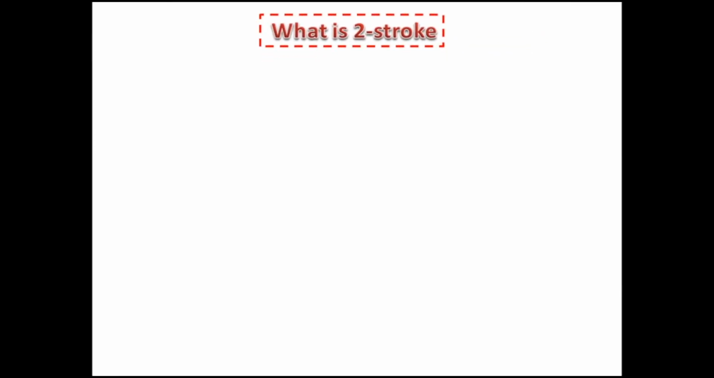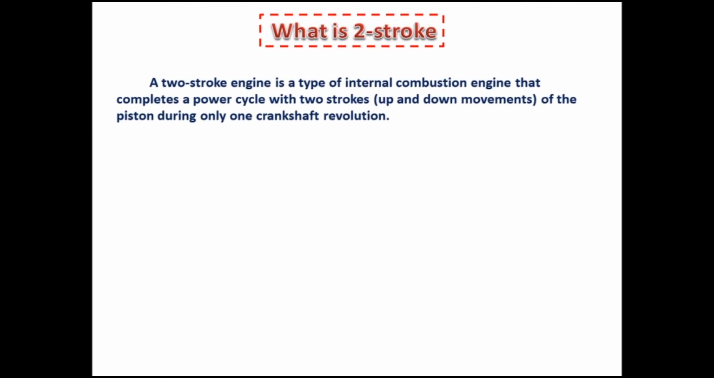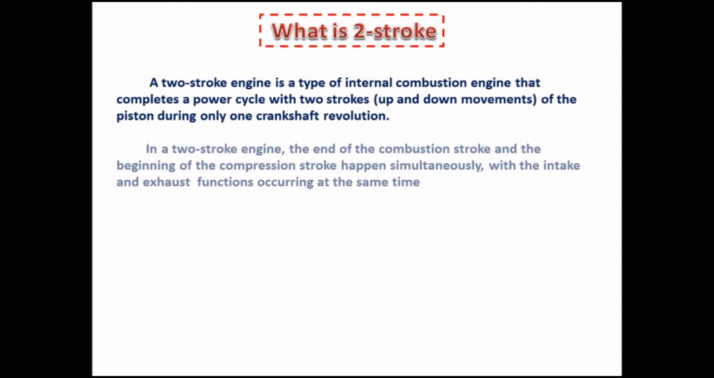What is a 2-stroke? A 2-stroke engine is a type of internal combustion engine that completes a power cycle with 2 strokes of the piston during only one crankshaft revolution. Means in a 2-stroke engine, the end of the combustion stroke and the beginning of the compression stroke happen simultaneously, with the intake and exhaust functions occurring at the same time.